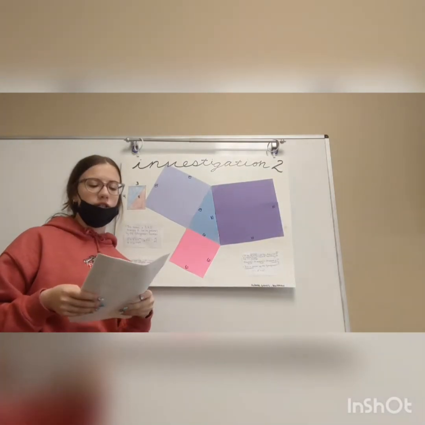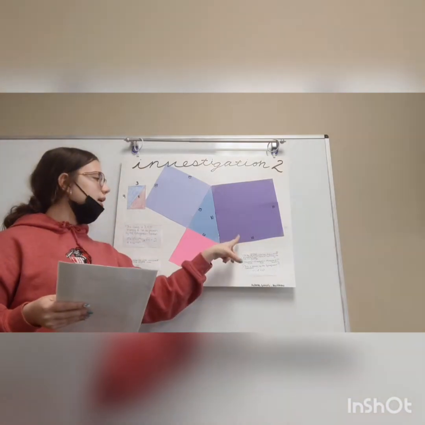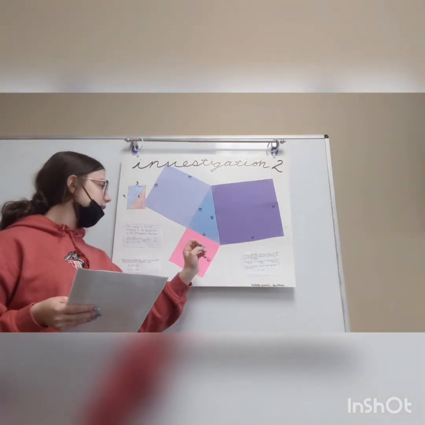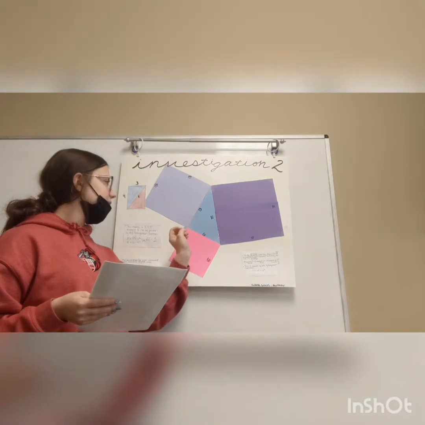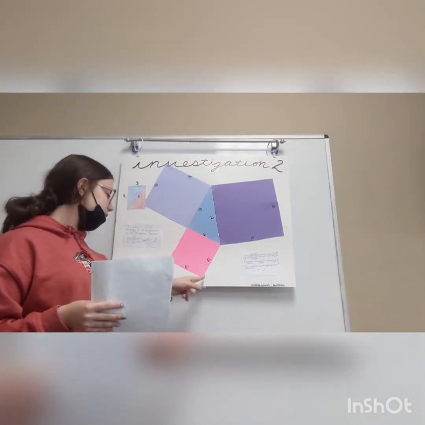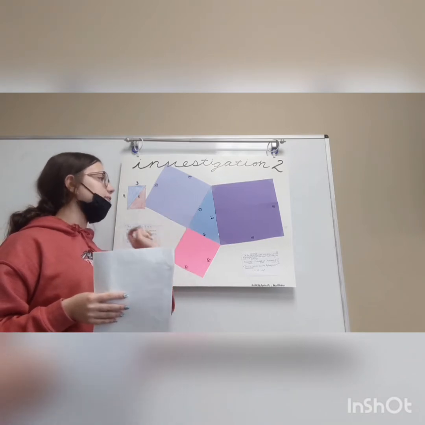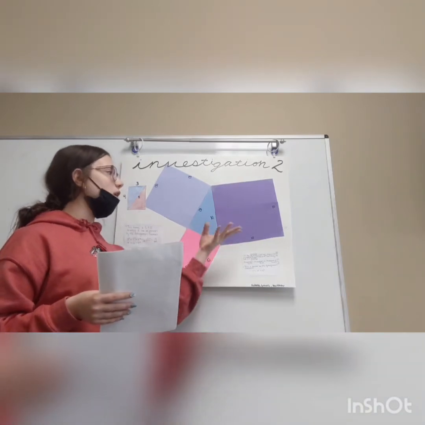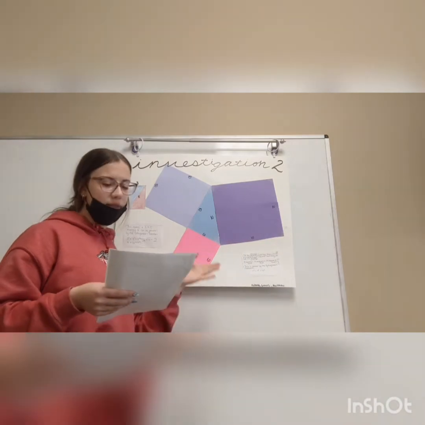Which square has the largest area? So the 10 square has the largest area, and this can be proven by finding the area of all the squares. So 6 times 6 is 36, 8 times 8 is 64, and 10 times 10 is 100. So 100 is the biggest out of all of them.